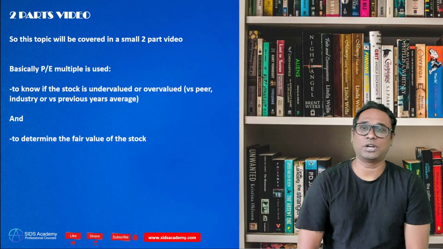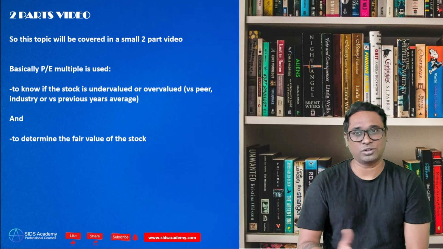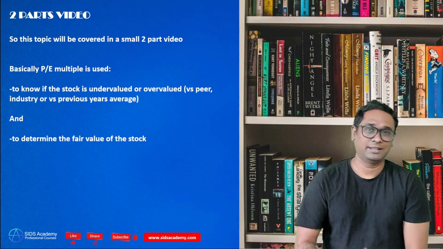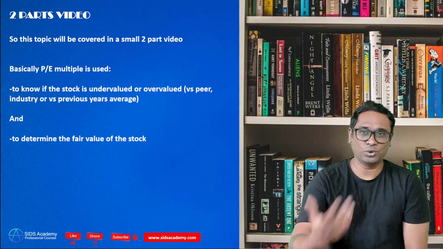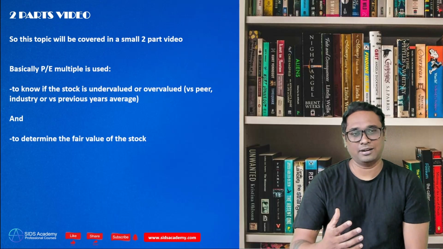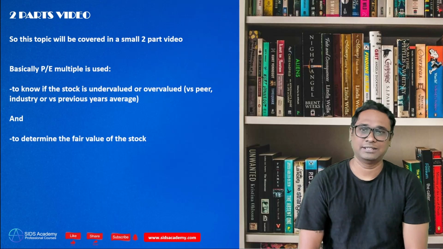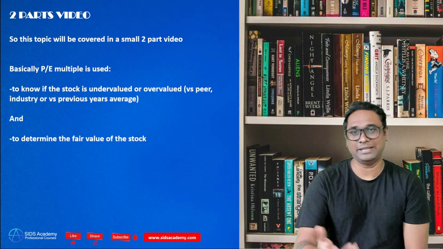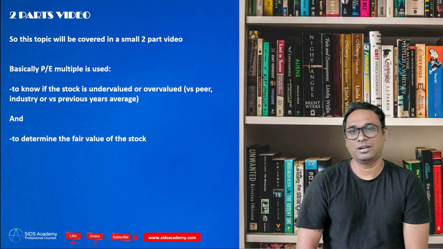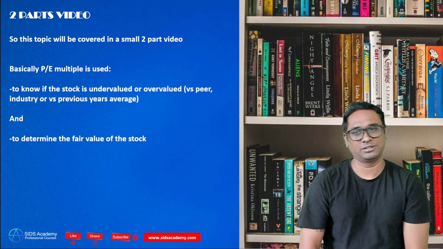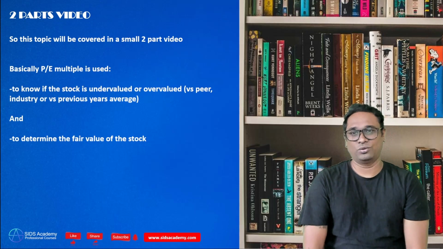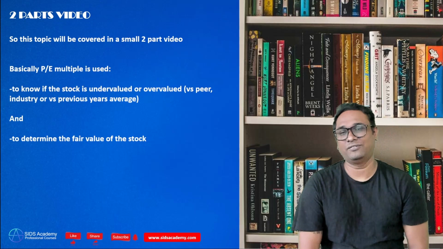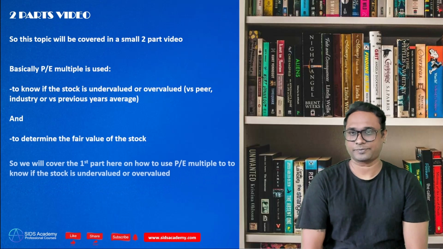Second part is you can determine the fair value of the stock using the PE multiple as well. That is, if you know that the share price is trading at 10, you can forecast that the share price could go to 20 in the coming 2 years or 1 year, depending on the multiple that you use. So you can either understand whether the company is undervalued or overvalued, or you can determine the fair value of the share.